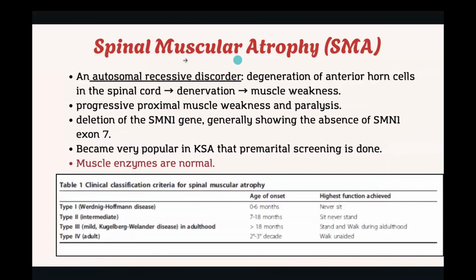origin. This disease is an autosomal recessive disorder that is caused by degeneration of the anterior horn cells in the spinal cord. So basically, what these are, they are like neural cells. Okay, so their degeneration of the spinal cord. Memorize the sentence just as it is.